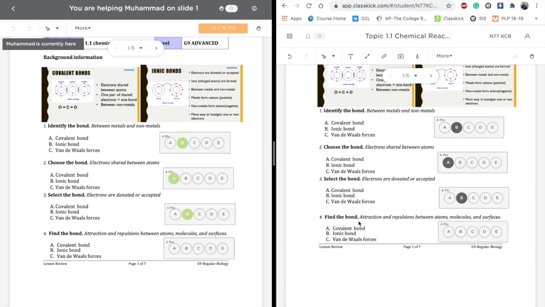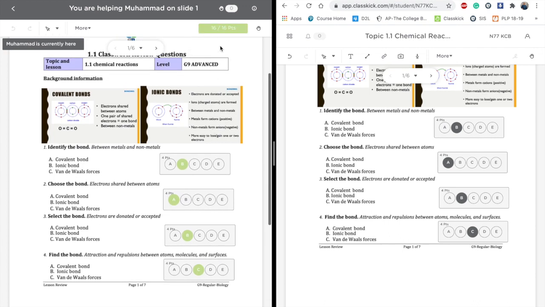And the last one, attractions and repulsions between atoms, molecules and surfaces, so this is van der Waals forces, so click on C and the teacher sees as correct. So now you got all 4 answers and you got 16 out of 16 marks here.